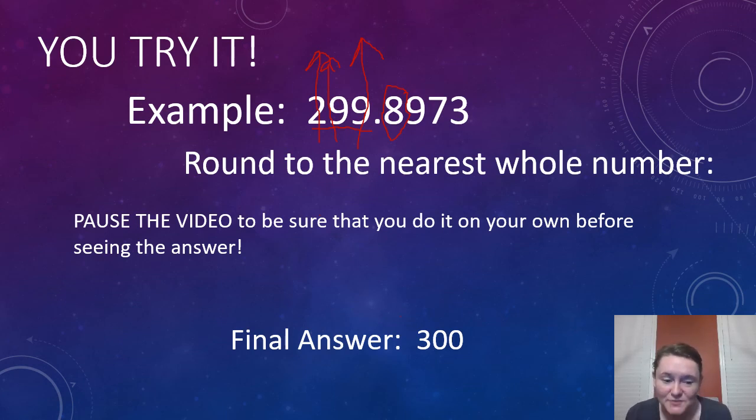I hope that this helped you guys with reviewing these rounding concepts, and that it will help you throughout the course.